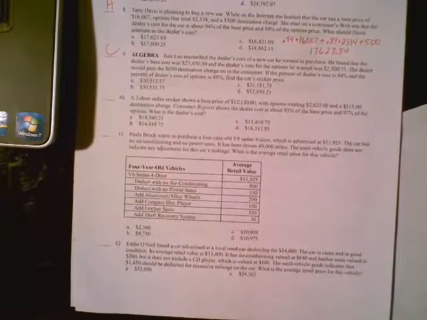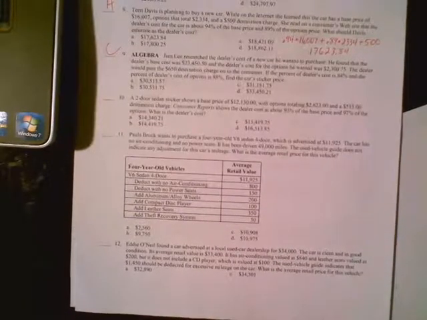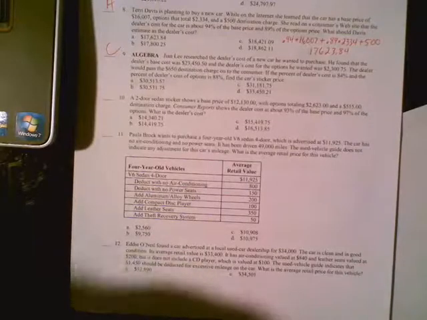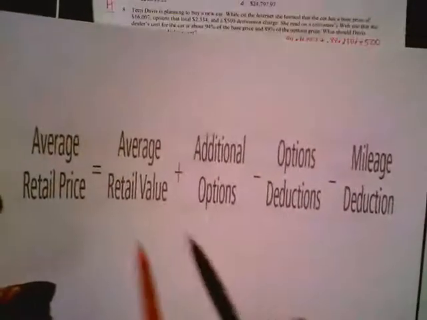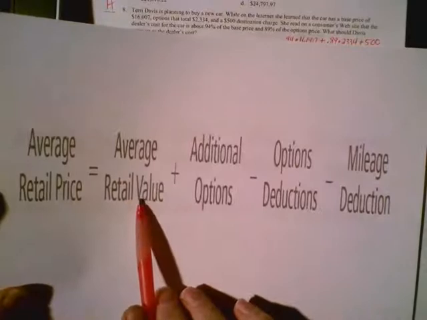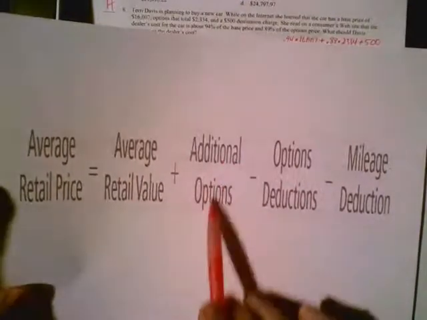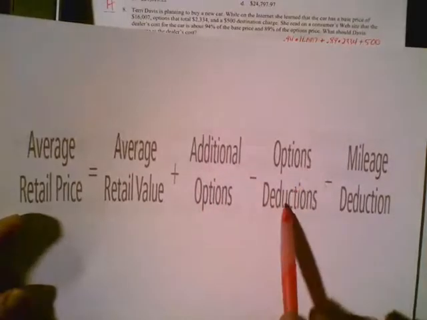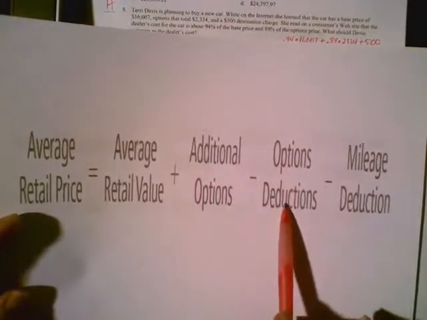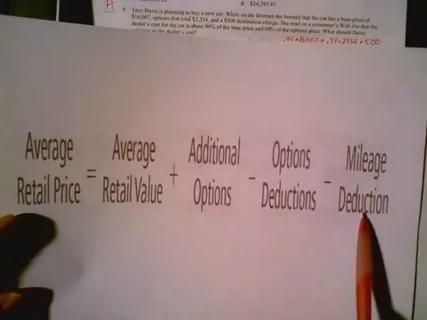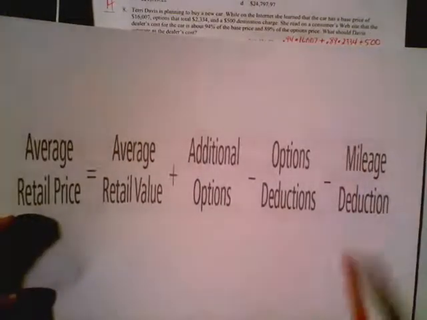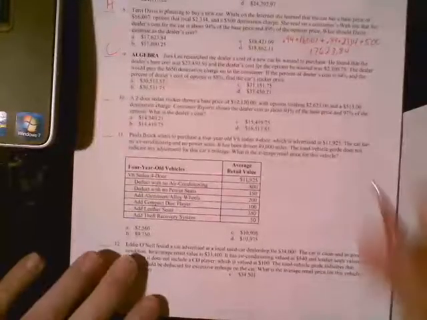So on this one, we're going to use this equation that I gave you. Average retail price equals the average retail value plus the additional options minus the options for certain deductions, and then it says minus the mileage deduction, but on this one they said that there is no mileage deduction, so we're going to leave that part off.